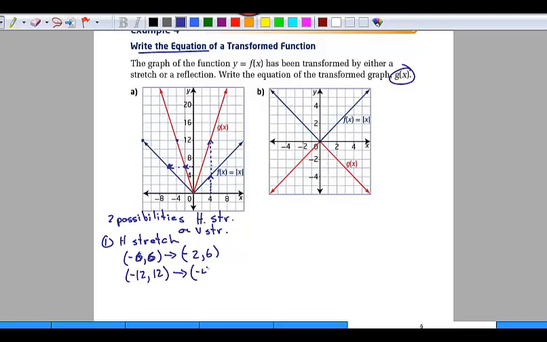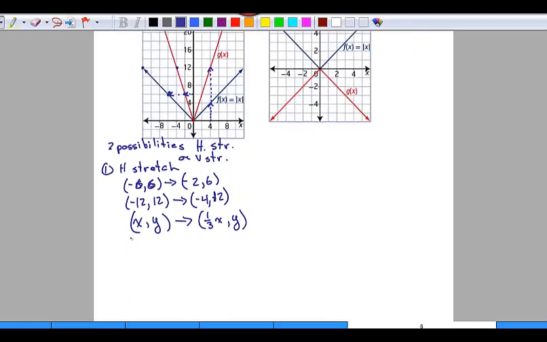That means any point that I've got, x, y, is going to map to 1/3 of x, y. The y doesn't change, but the x value is 1/3 as big. That means that g of x is equal to f of 3x. Remember, the b value is the reciprocal of the stretch factor. I could also say g of x is equal to the absolute value of 3x in this case.